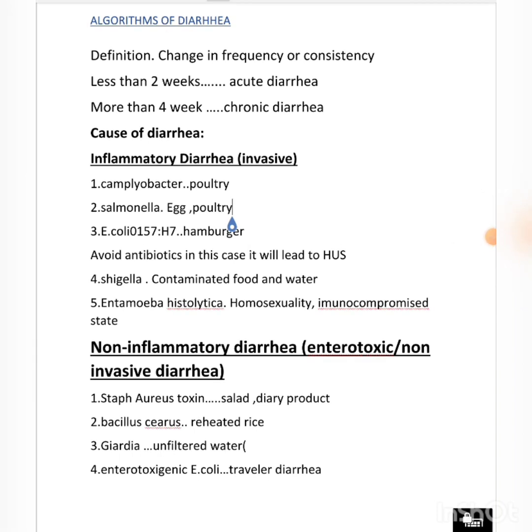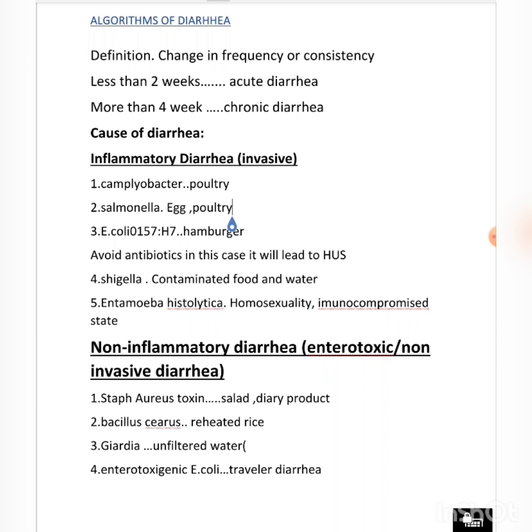Now we will go toward the causes of diarrhea. There are actually two causes of diarrhea: inflammatory diarrhea and non-inflammatory diarrhea. In inflammatory diarrhea, these are the mentioned causes.